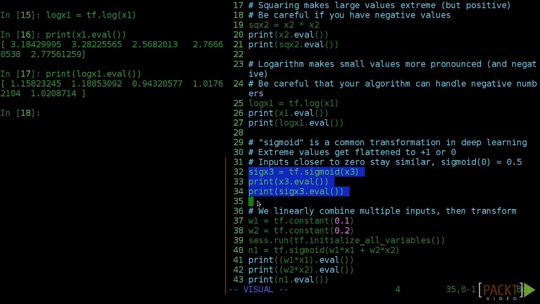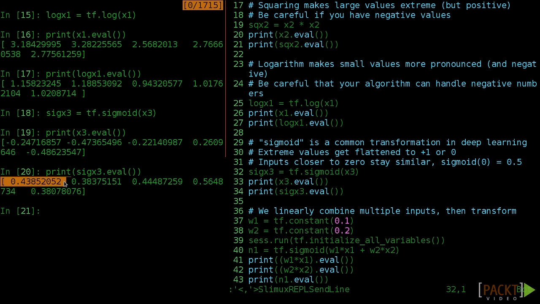Finally, there's the sigmoid transformation. Don't worry about the formula. Just know that extreme values, positive and negative, get squished to +1 or 0 respectively, and inputs closer to 0 become closer to 1/2. And here you see an example that's become close to 1/2. Started at 1/4 and is almost 1/2 now.